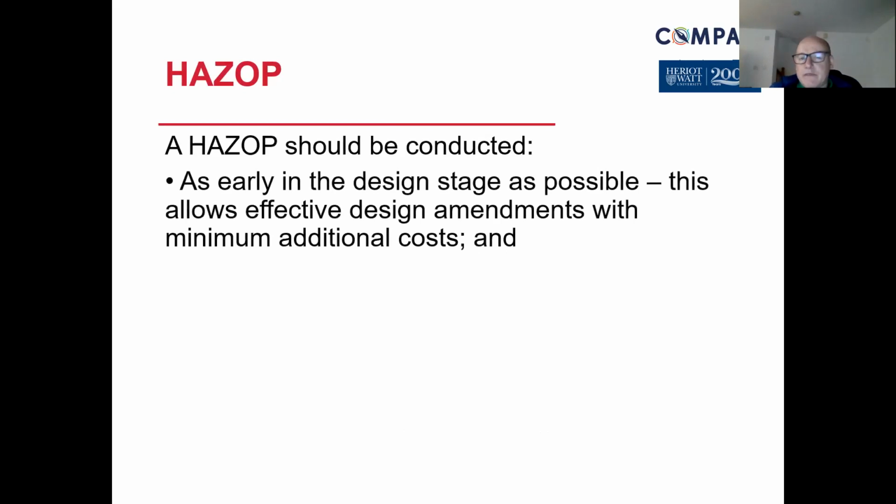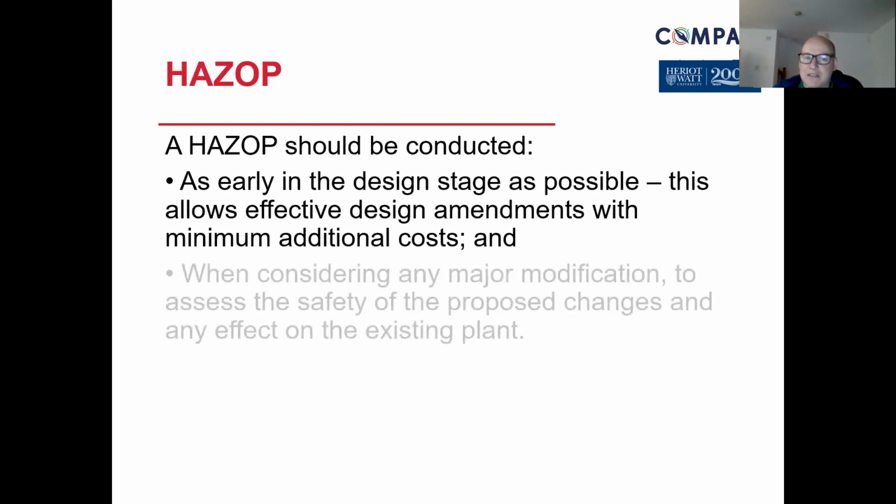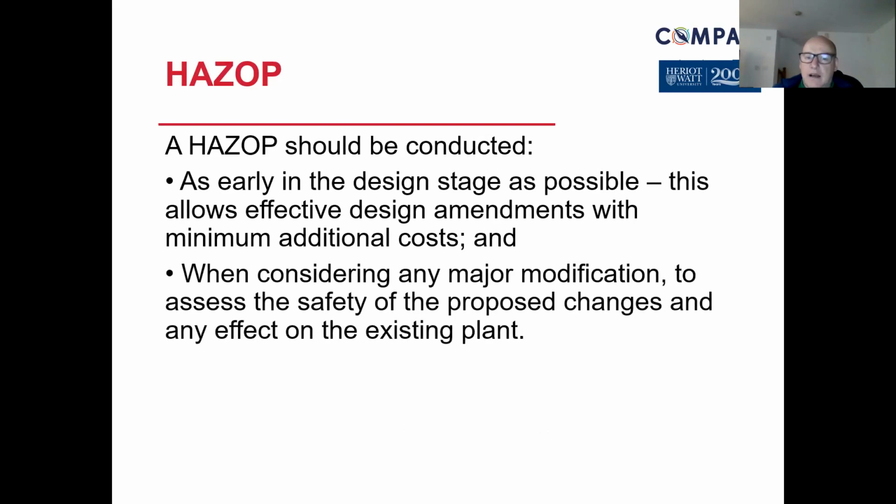So it usually involves a team of people, and it's done at the design stage or as early as possible in any project to think about what needs to be brought about in terms of additional costs and resources so that you can control and mitigate. It's when considering any major modification to assess the safety of the proposed changes and any effect on existing plants. So again, as much as you've done something at the design stage, you may be redesigning it or you may be changing the way you're doing things. And as a result of those proposed changes, what impact does it have on the existing plant?